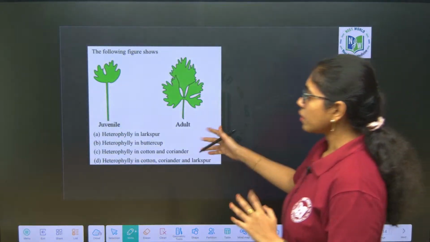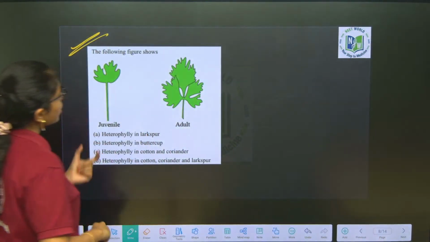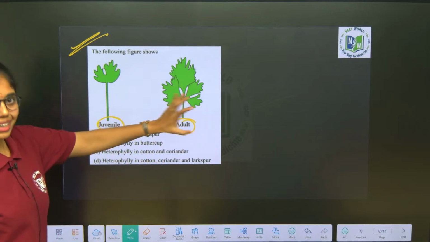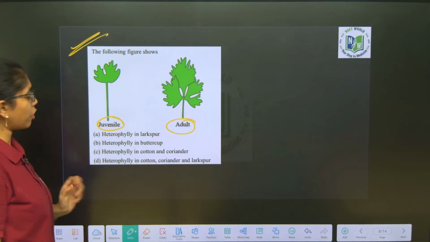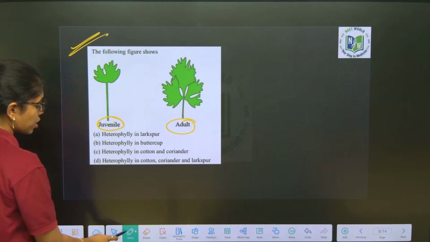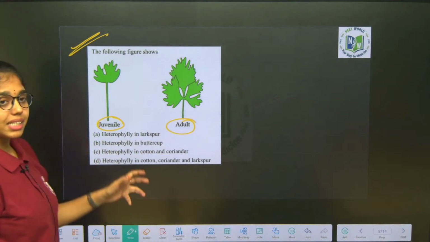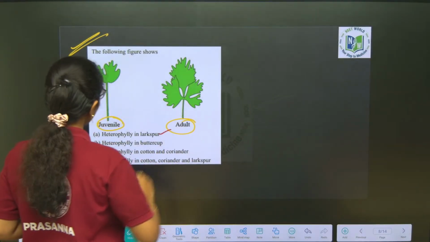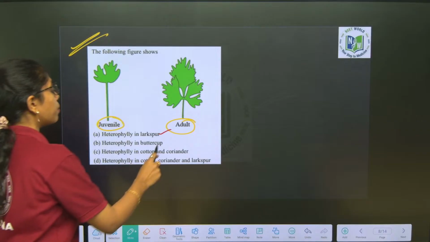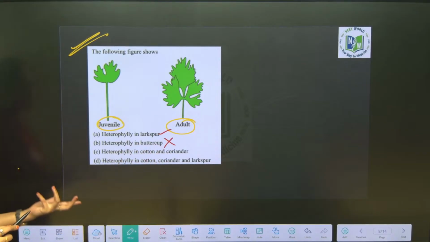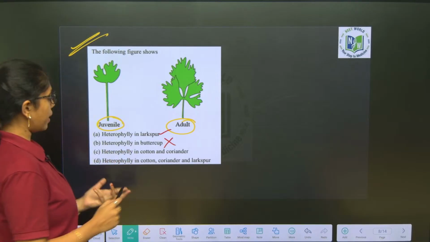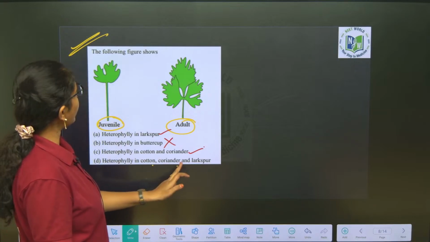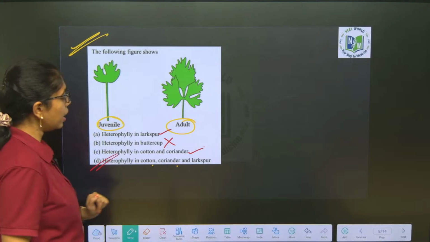Next question. Look at these images. The following figure shows juvenile and adult, two different types of leaves at two phases of the life of a plant. So this is the heterophily in larkspur. Yes, correct. In larkspur we see different shapes of leaves based on the phase of plant development, so option A is right. Heterophily in buttercup, no, that is based on the habitat. Heterophily in cotton and coriander is also true. The complete answer would be heterophily in cotton, coriander and larkspur. Option D will be the right answer.